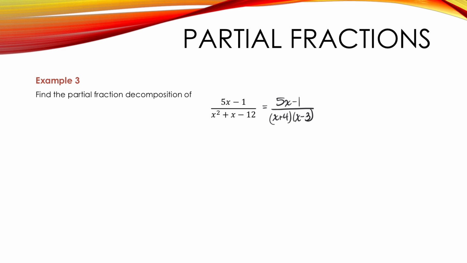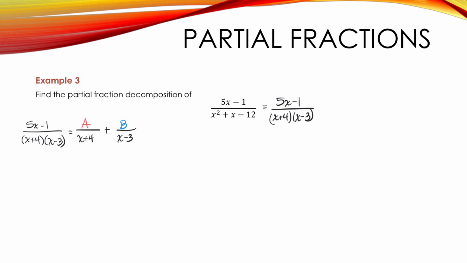So now we'll go ahead and move on now that we've double checked, because we know 5x minus 1 over x plus 4 and x minus 3 now has to equal some value a over x plus 4, and we're going to add to it some value b over x minus 3. And we know then that the common denominator would be x plus 4 and x minus 3.